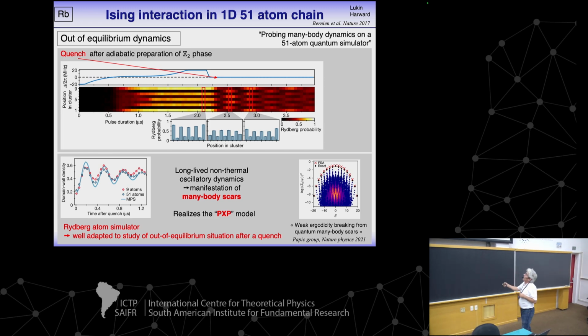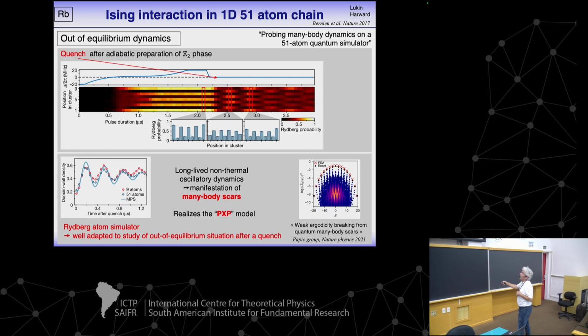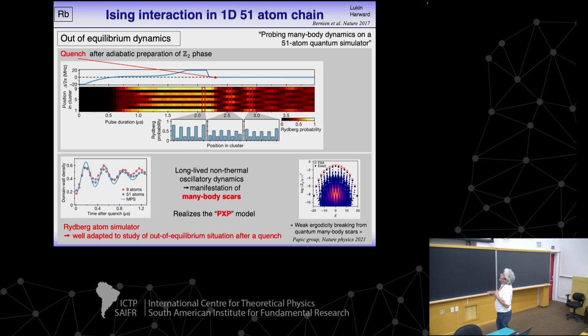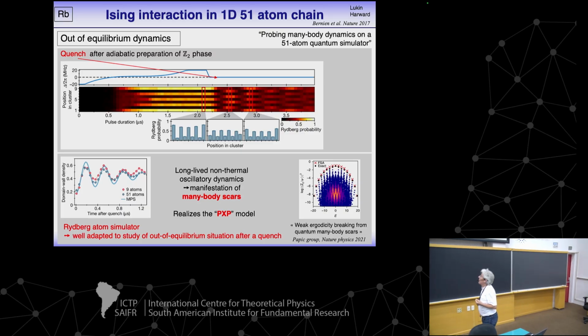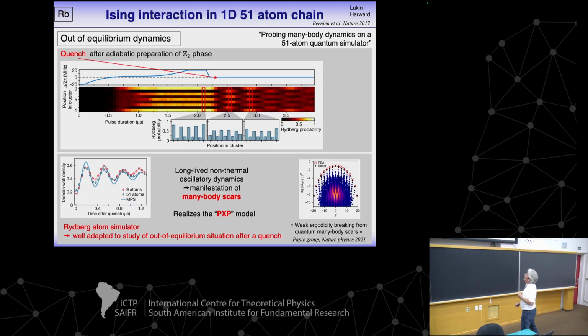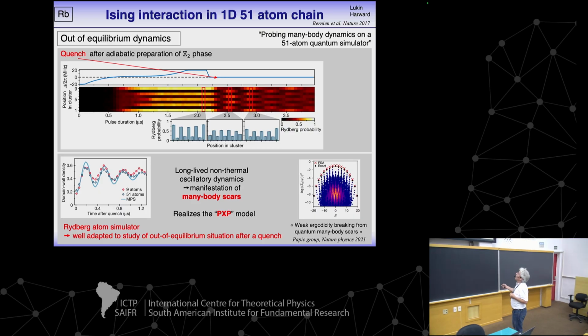So after preparation of these two states by the adiabatic transfer, they make an abrupt quench of the system by switching off the detuning and the Rydberg frequency. And then the system starts to evolve. It's not an eigenstate of the Hamiltonian in the presence of interaction.